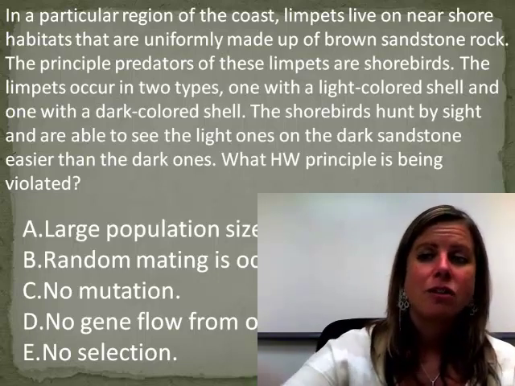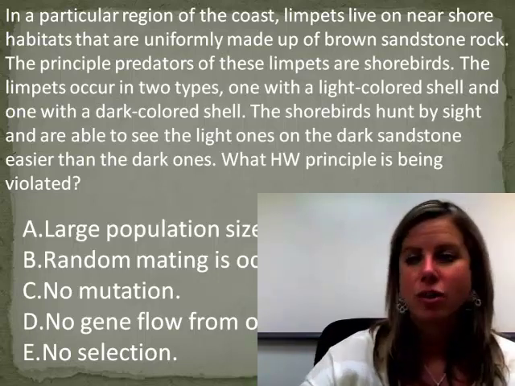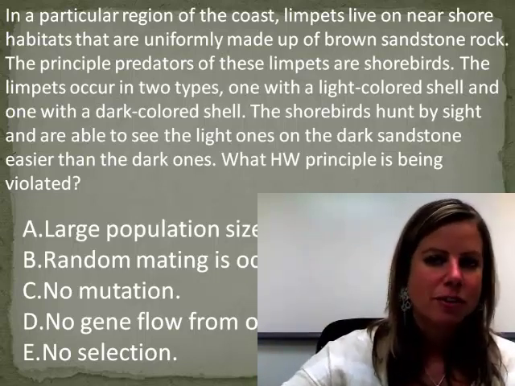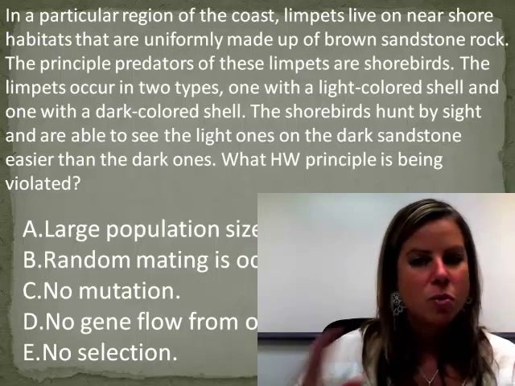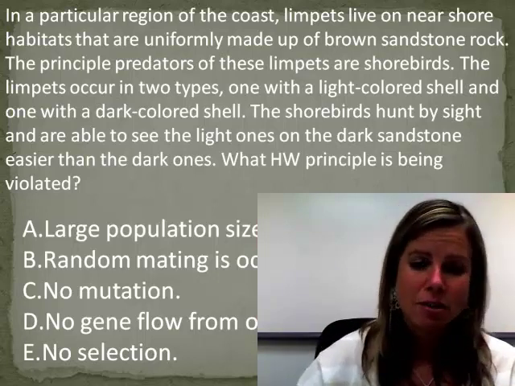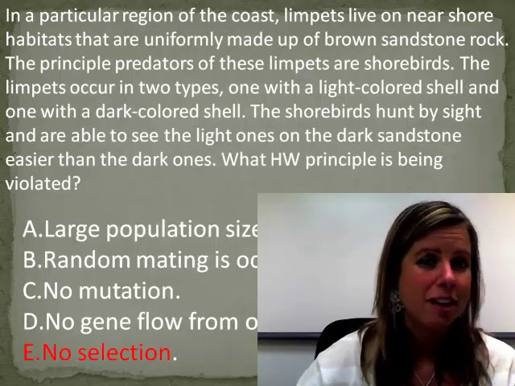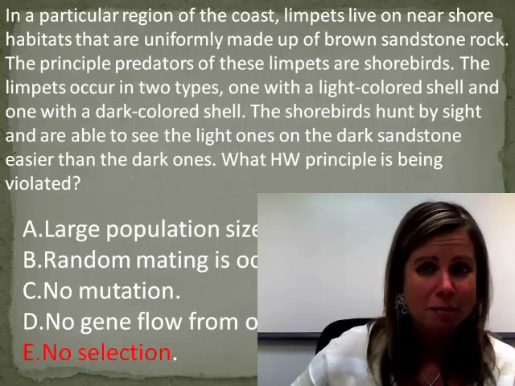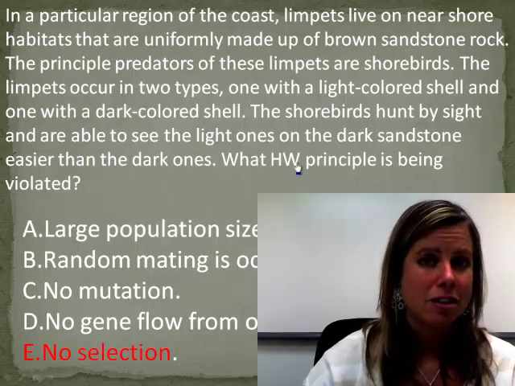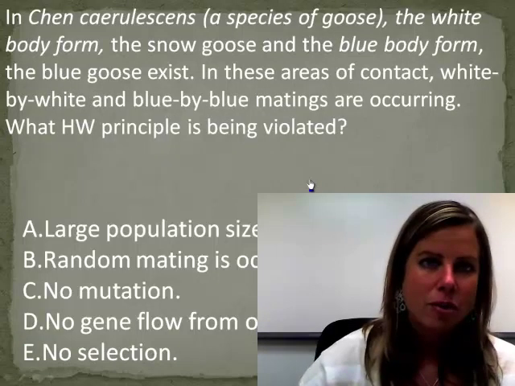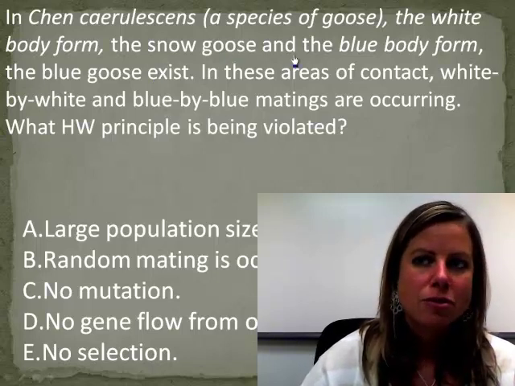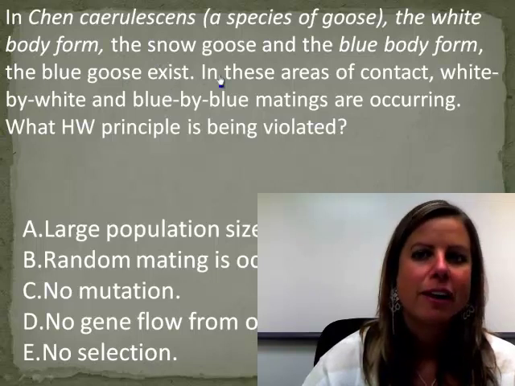So basically, you've got shorebirds that are hunting and are going to go after the light shelled organisms versus the dark ones. So what's being violated in the Hardy-Weinberg? And you would say no selection, right? Because Hardy-Weinberg says no selection can happen, and what's happening is this predator is picking the light ones versus the dark ones.